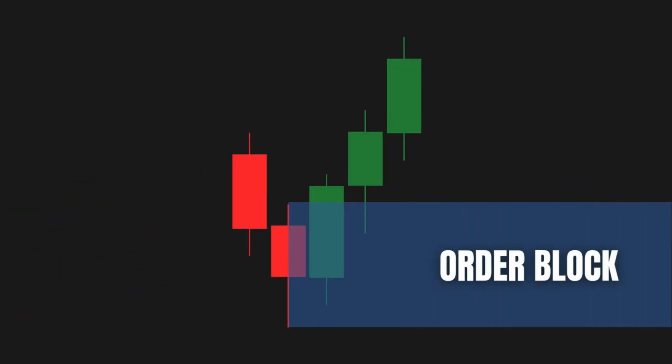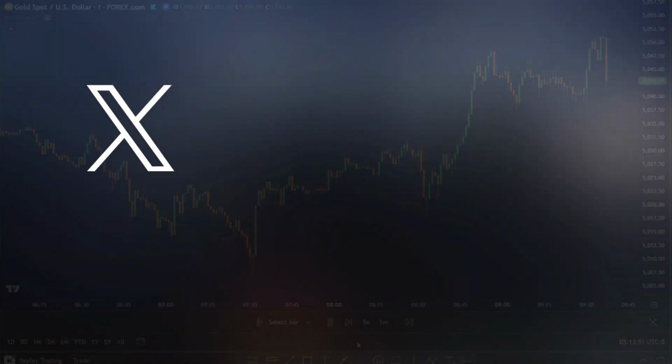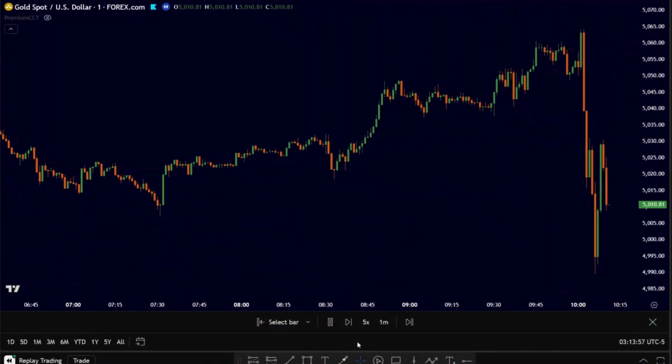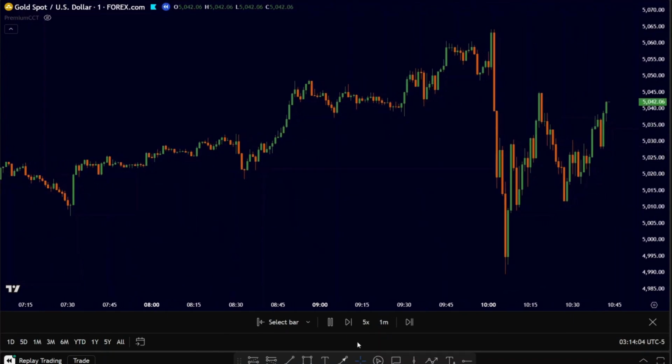Order blocks are one of the most talked about concepts in smart money trading. You see them everywhere, on Twitter and Discord servers and YouTube videos. But here's the thing nobody really talks about. Most traders treat all order blocks the same, and that's exactly why they keep getting burned.